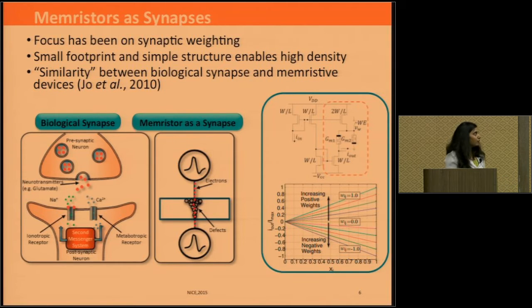So basically, the small footprint and simple structure is what enables the high density, and still there is not a very good consensus on some of these defect formations themselves in the devices, and it's ongoing work.